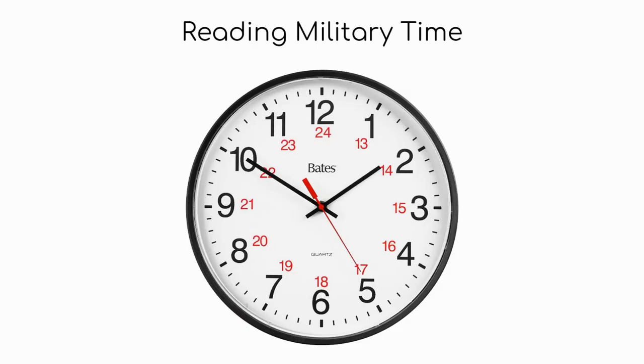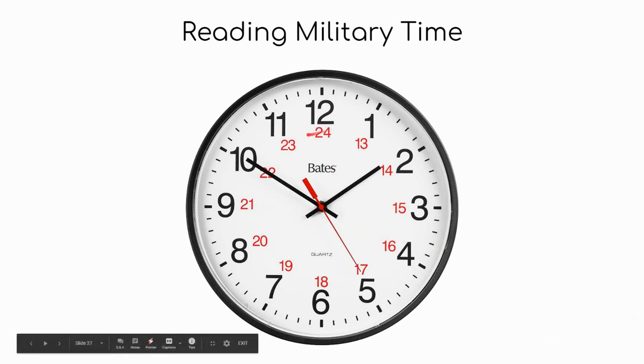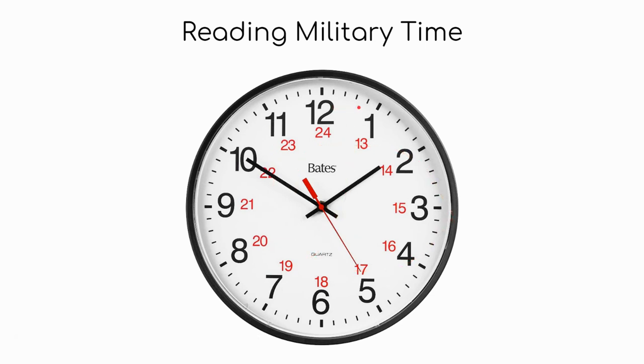Okay, last section. Here we go. Reading military time. This stuff's fun. It's a 24-hour clock. Now, if I'm in the morning, I just count from midnight to noon, like I normally would. It's 1 a.m., 2 a.m., 3 a.m., 4 a.m., and so on.